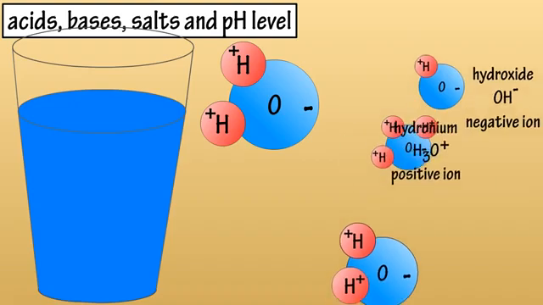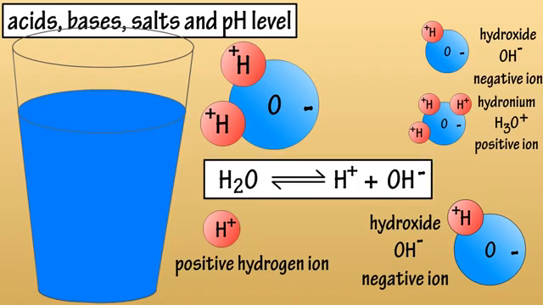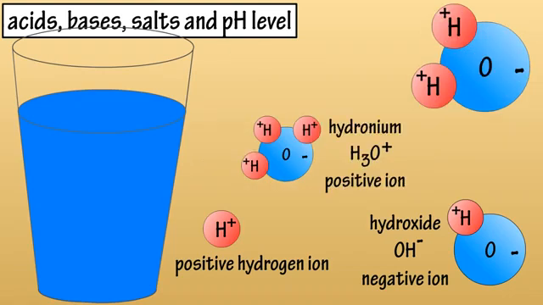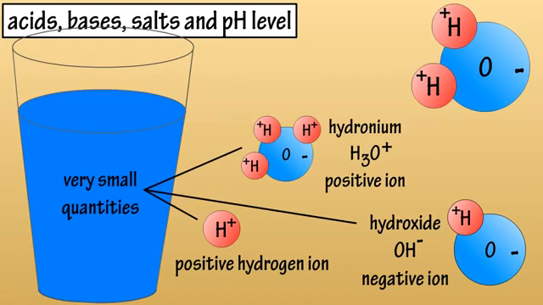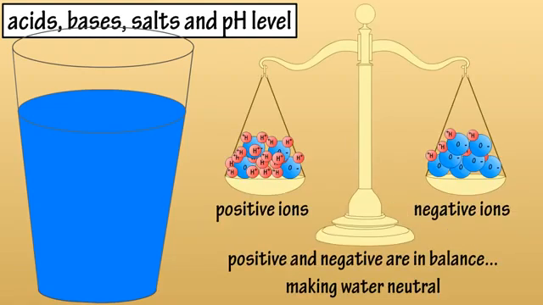Also, water molecules continually dissociate to form positive hydrogen ions and negative hydroxide ions. This is a reversible reaction, as noted by the formula H2O, double arrow, positive hydrogen ion and negative hydroxide ion. The actual amount of these positive H3O or hydrogen ions in water is very, very small. To make things easier to understand, we will consider the positive H3O ion and the positive hydrogen ion as one and the same. So, in pure water, the amount of positive hydrogen ions and negative OH ions is the same.